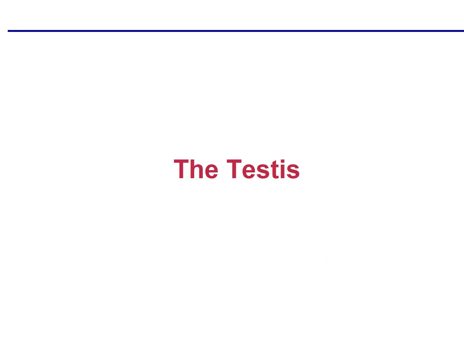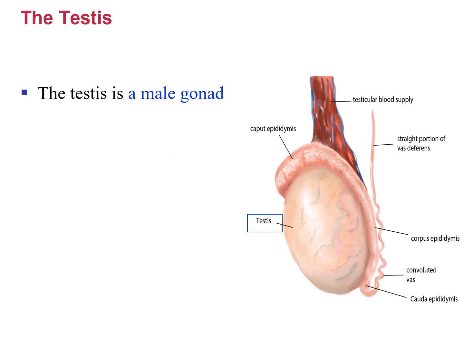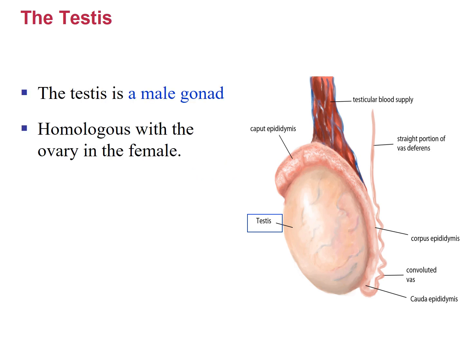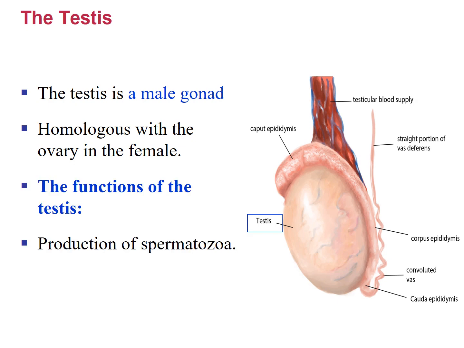The testis is a male gonad. Let us see the gross anatomy of testis. Testis is a male gonad. It is homologous with the ovary in the female. The functions of testis include production of spermatozoa and secretion of testosterone.